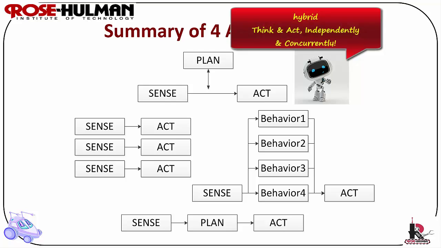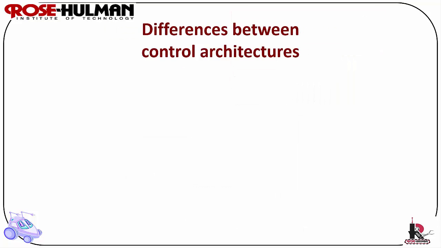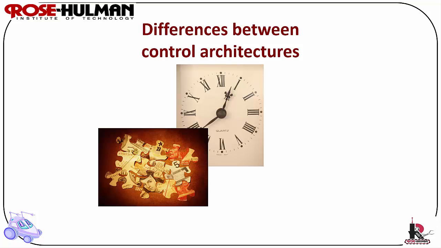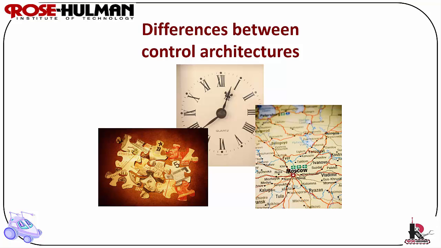And hybrid control is also referred to as think and act independently and concurrently, because it has a combination of deliberative and reactive control. The control architectures differ in the way that they handle time, modularity, and representation or space. We've already looked a little bit at modularity or the organization because it's how the sense, the plan, and the act connect together. Now let's talk a little bit more about the time.